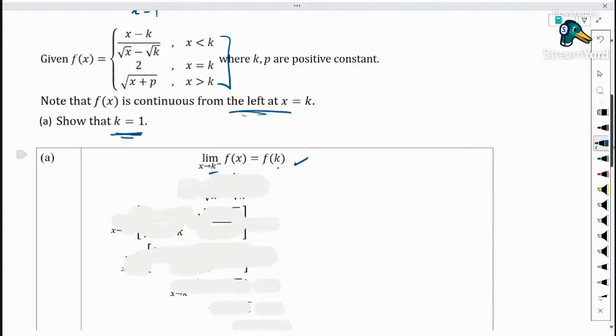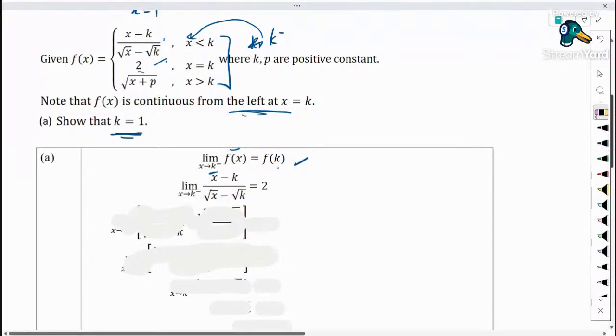Then I reach up to here, k minus f(x), which are the function we are using for k minus. So what is k minus? k minus is actually slightly less than k, which refers to the case of less than k. So this is the function we want, so we substitute the functions. And then what is f(k)? f(k), a specific, exact value of k for the function, will be 2. So we substitute accordingly. This is the result that we have.